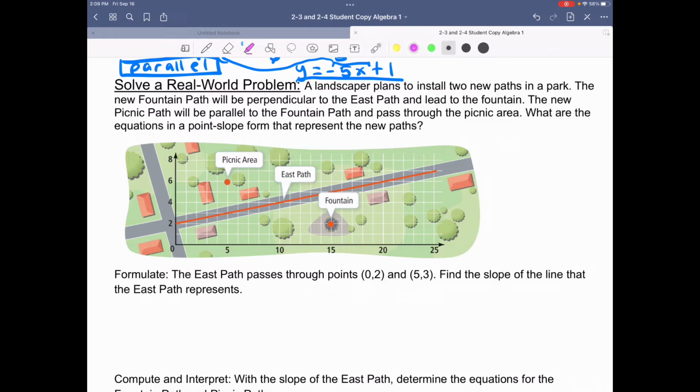And now we will solve a real-world problem. A landscaper plans to install 2 new paths in a park. The new fountain path will be perpendicular to the east path and lead to the fountain. The new picnic path will be parallel to the fountain path and pass through the picnic area. What are the equations in point slope form that represent the new paths?